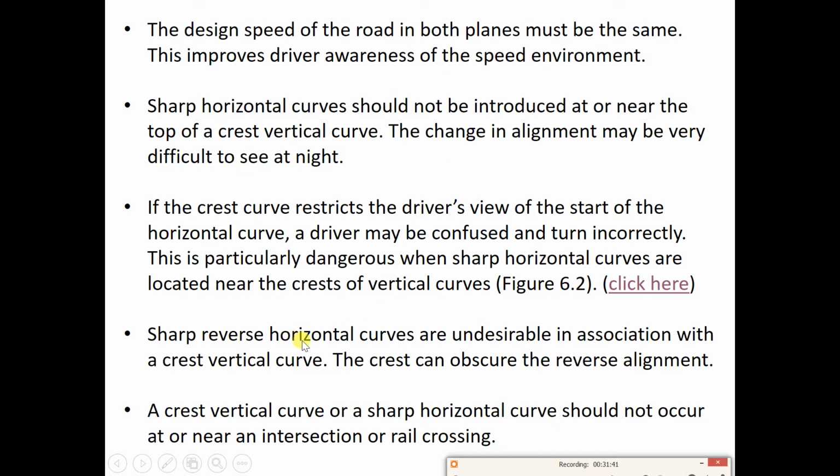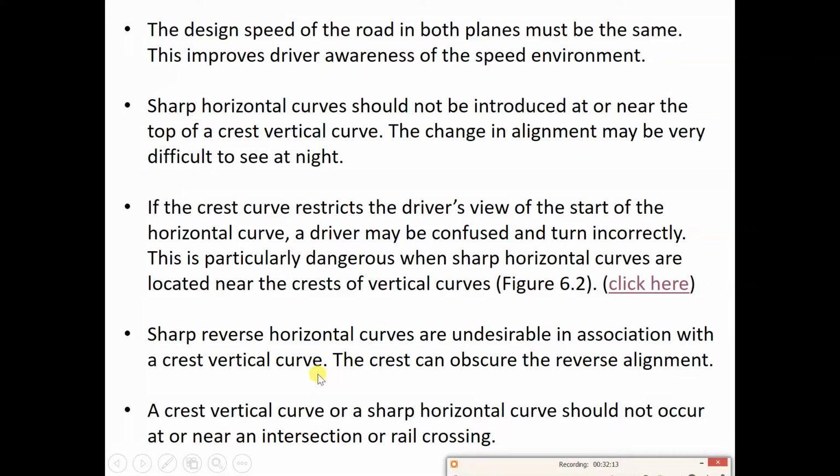Sharp reverse horizontal curves are undesirable in association with a crest vertical curve. The crest can obscure the reverse alignment. When you have a horizontal alignment with a reverse curve, that means you turn left and then you turn right.